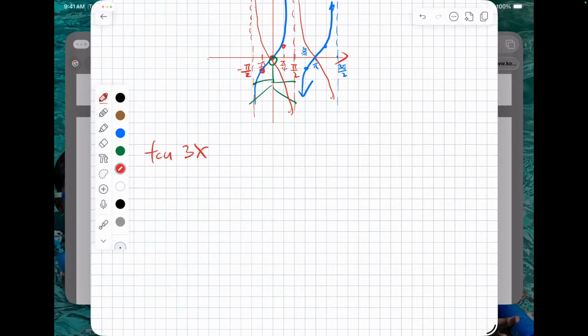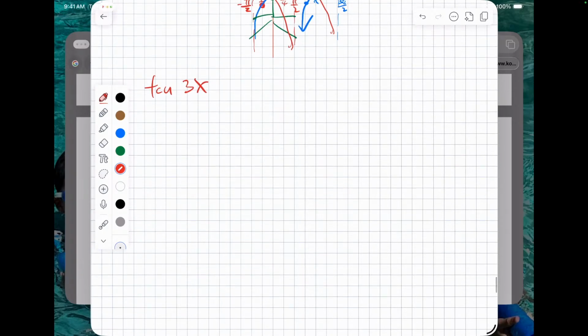Who will shrink? Raise your hand. Who will be bigger, more wider? Don't vote, guys. Okay, so tangent of 3x. It's actually going to compress. It's going to become smaller, and I'm going to show you why.